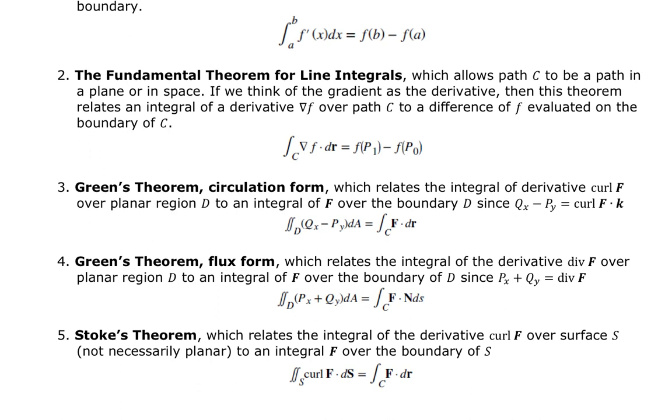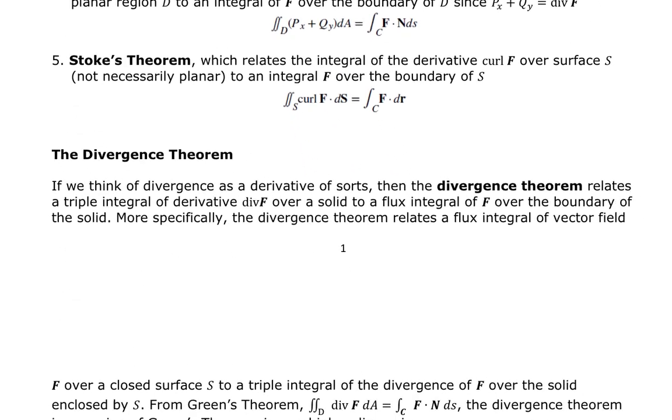Then Stokes' theorem, which goes to a higher dimension. Stokes' theorem is the more generalized version of the curl, which is Green's theorem for circulation. So you could say Stokes' theorem is the generalized form of Green's theorem for circulation, which means that the divergence theorem is the generalized form of Green's theorem for flux. Now, Green's theorem is only in two dimensions, and Stokes' and the divergence theorem are for higher dimensions.